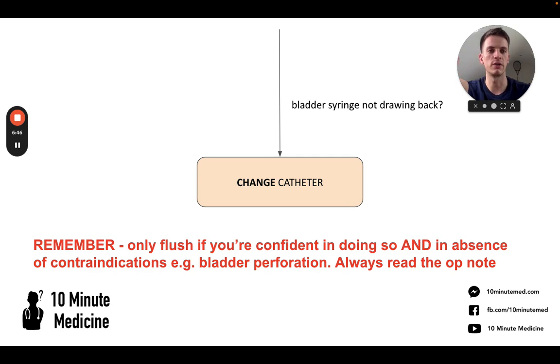the blockage is still there, and if after those couple of attempts it's still not working, you need to change the catheter, because there's probably a blockage in it that isn't amenable to aspiration. So remember, only flush if you're confident and in the absence of any contraindications. If there's a bladder perforation, for example, don't do any of these without senior input.